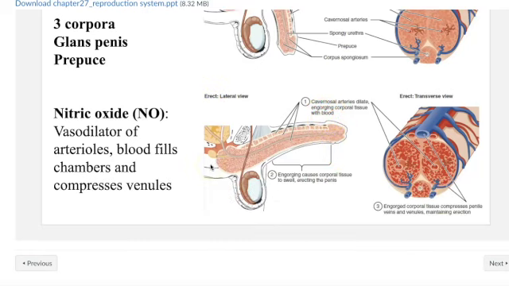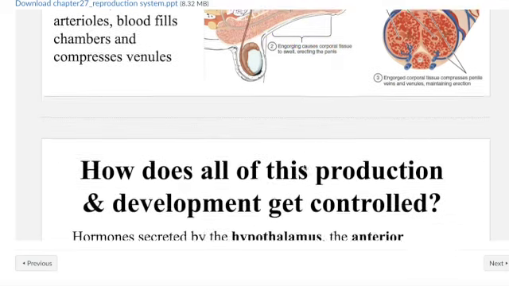So during arousal, okay, nitric oxide is released, causing vasodilation, and then blood will fill there, and then it will be compressed so the blood doesn't leave, and then you will have a maintained erection.